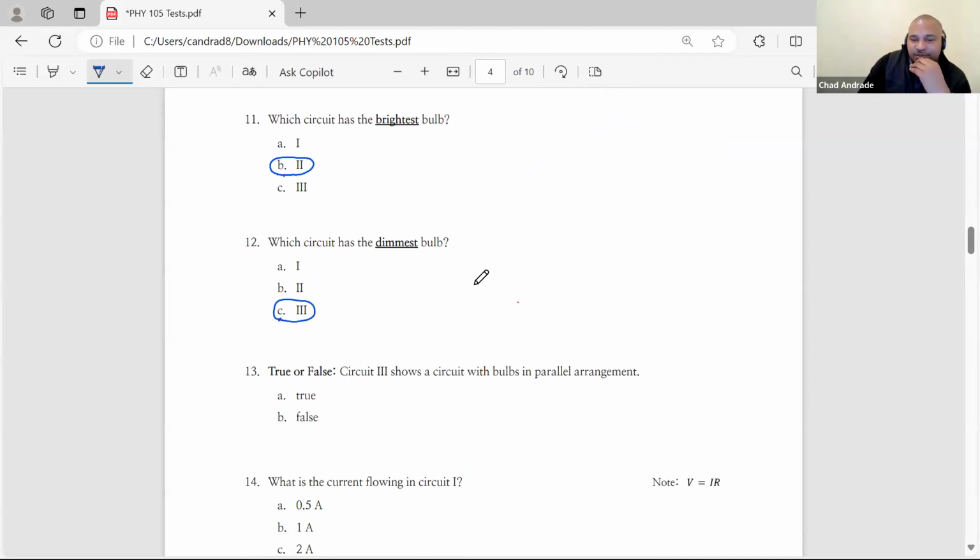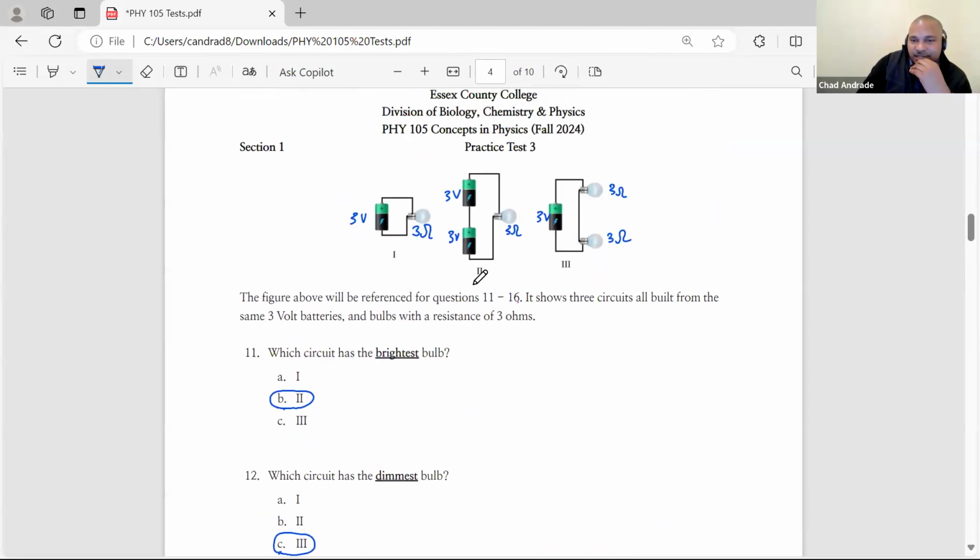13 says circuit 3 shows a circuit with bulbs in parallel arrangement. Is that true or false? And circuit 3 is this one right here. So is this a series or parallel arrangement? Remember, a series means that if a charge flowing in the circuit passes through one of the circuit elements, so one of the bulbs, it has to pass through the other. There's no option, right? So think of it as, let's say, water flowing in a pipe.